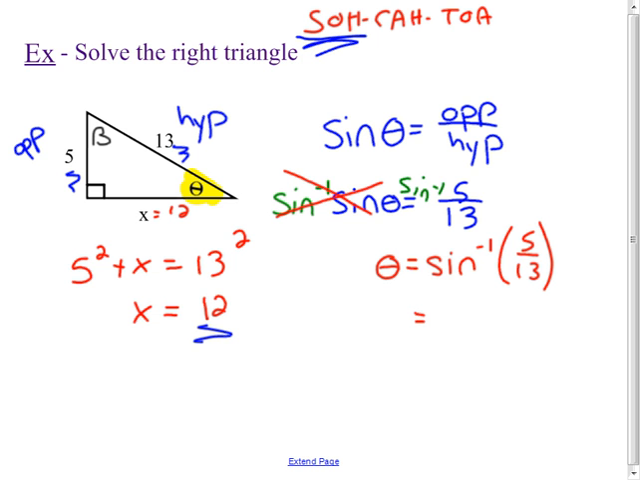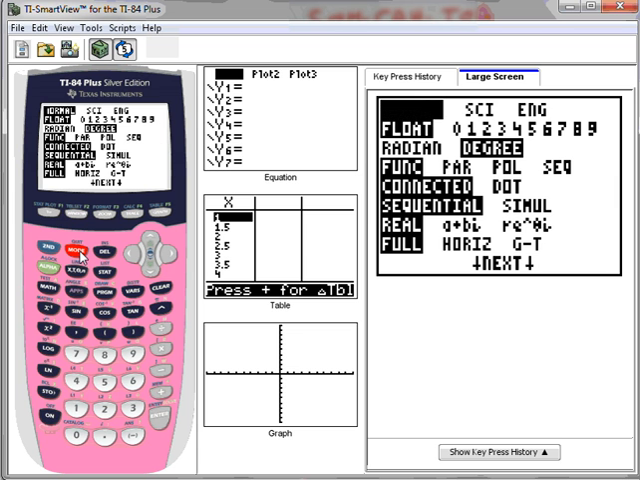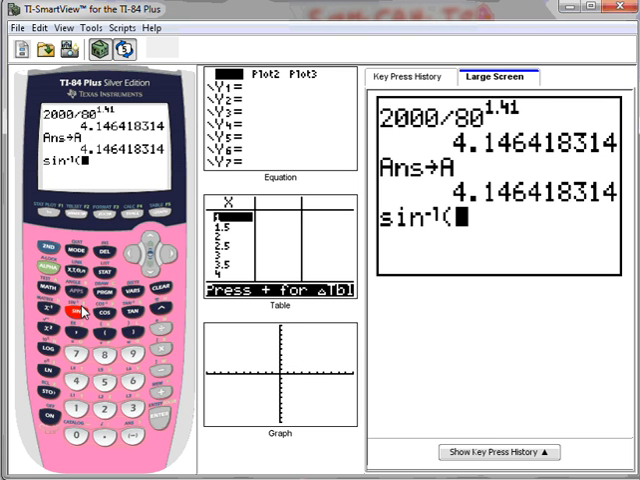So therefore, I plug this into my calculator, and I end up getting 22.62 degrees, provided your calculator is in degrees. If your calculator is not in degrees, you're going to need to click your mode and see this third one down. Now radians is flashing. We're going to talk about radians later, but it needs to be in degrees. So if it's not in degrees, arrow down, arrow over to degrees, and hit enter, because I want my degree measurement. So it's sine inverse, so second sine of 5/13.